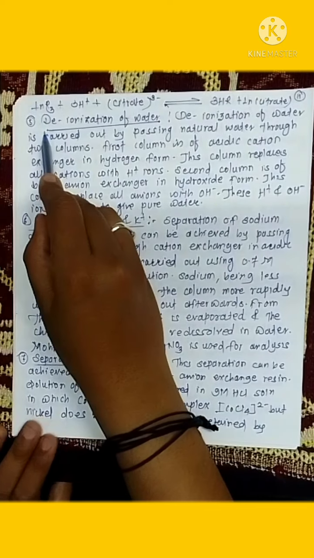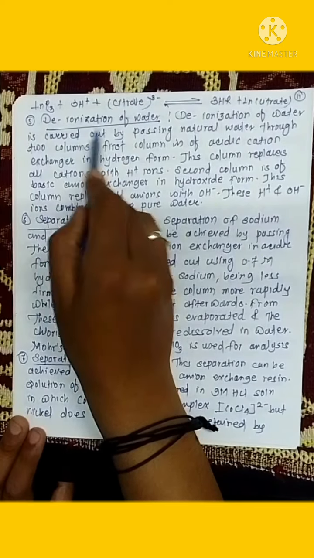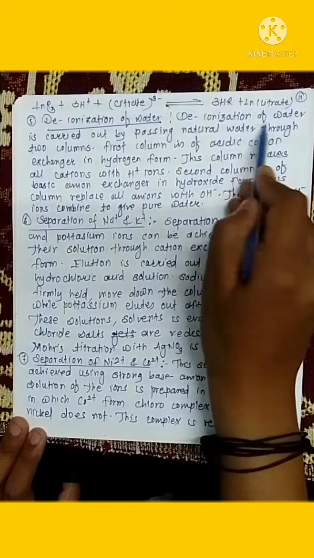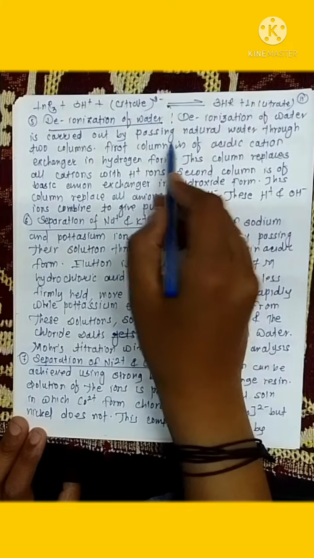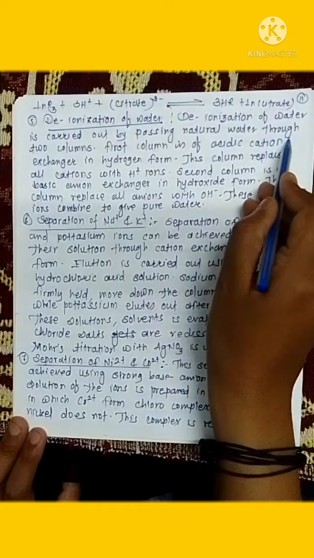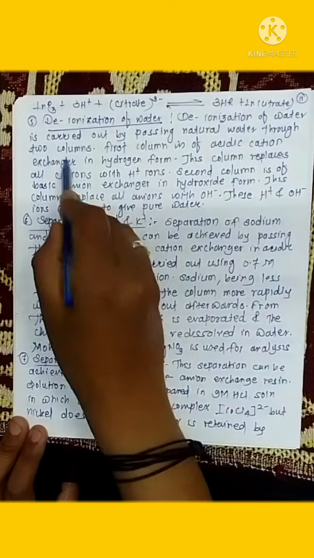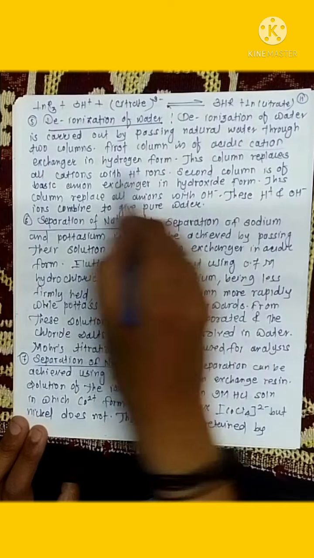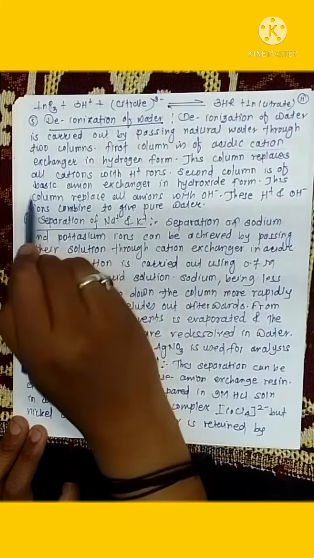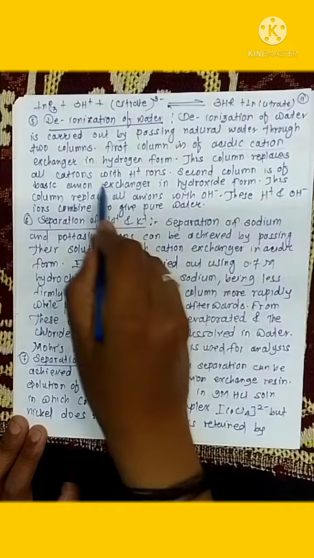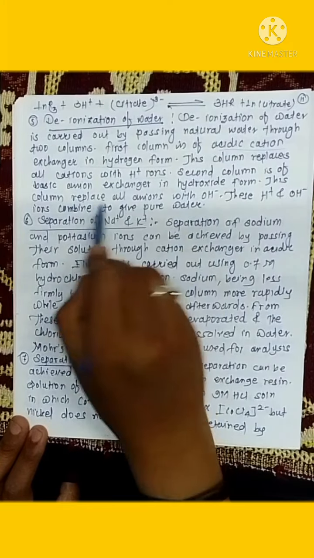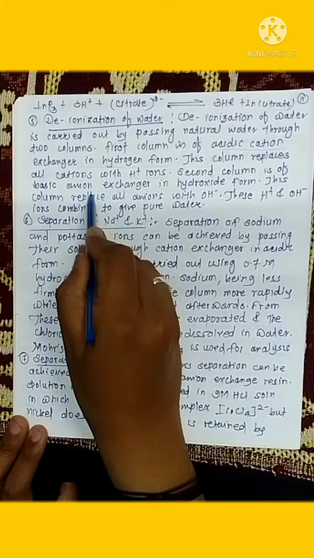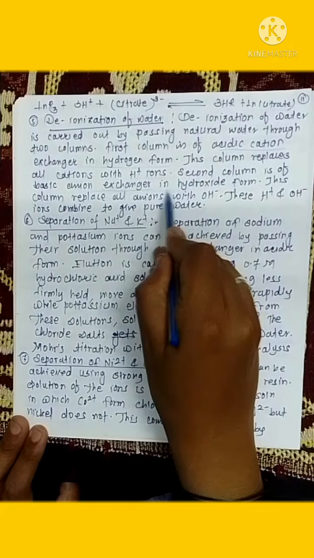Next important application is in deionization of water. Deionization of water is carried out by passing natural water through two columns. The first column is of acidic cation exchanger in hydrogen form. This column replaces all the cations with H+ ions. The second column is of basic anion exchanger in hydroxide form.